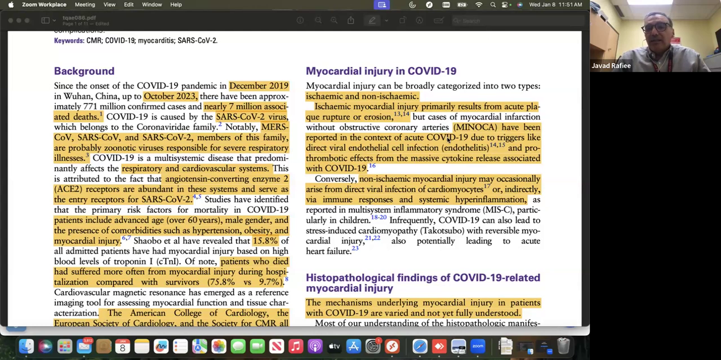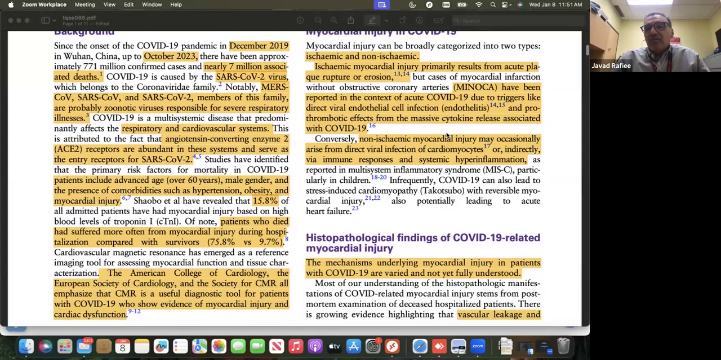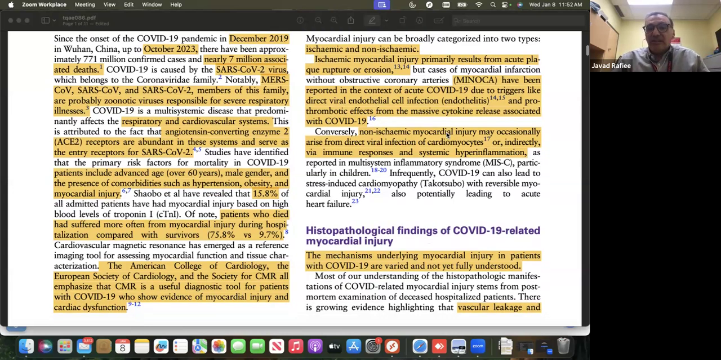And the second type of myocardial injury is non-ischemic injury. Interestingly, occasionally it's from direct viral infection of the cardiomyocyte. The majority of non-ischemic myocardial injury is related to the immune response and hyperinflammation during the disease.